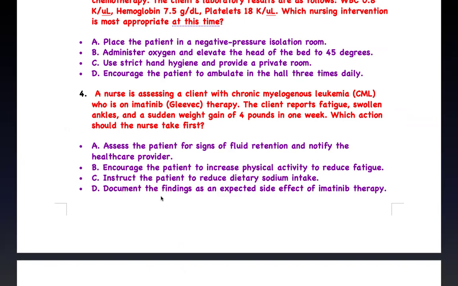That's C. And this is assessing a client with chronic myelogenous leukemia. Once again, if you don't know what CML is, you see leukemia, treat it like any other leukemia. Who is on what? Gleevec, imatinib therapy.